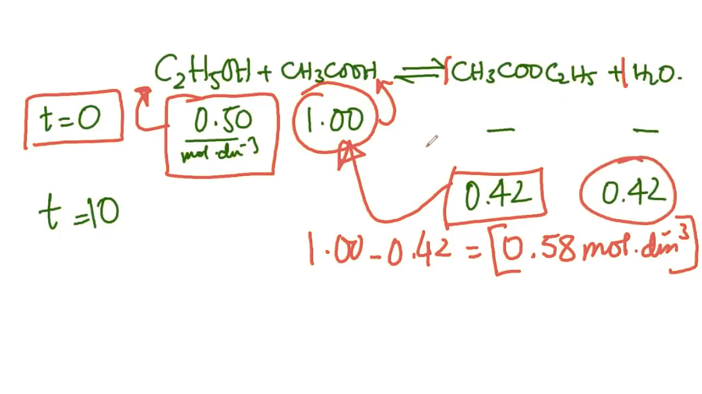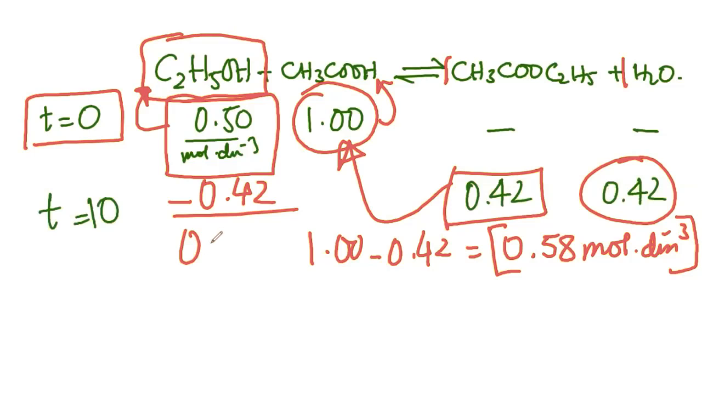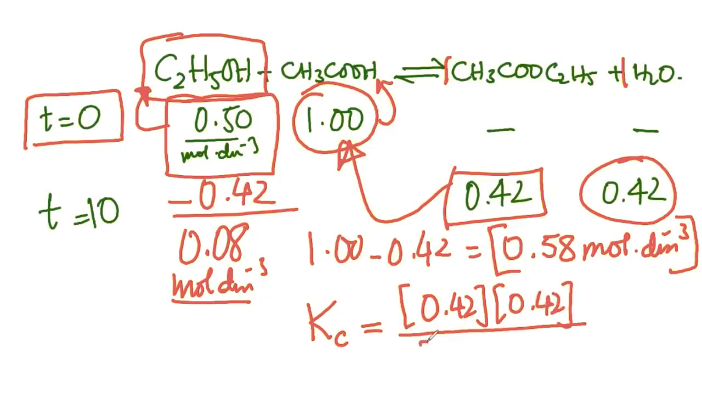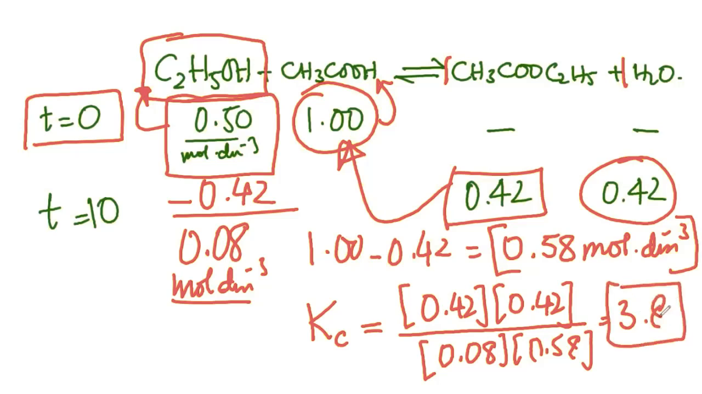Similarly, 0.42 moles of the ethanol are being consumed. So subtracting 0.42 from 0.50, we get 0.08 moles per dm cube. And in order to find the value of Kc, the concentration of the products, which is 0.42 multiplied by 0.42, you can take 0.42 squared as well, divided by 0.08 multiplied by 0.58. That's how the answer is 3.8. There's no unit over here because all of the values are in moles per dm cube, so the units all cancel out. That's pretty much it, and that's the end of this topic.